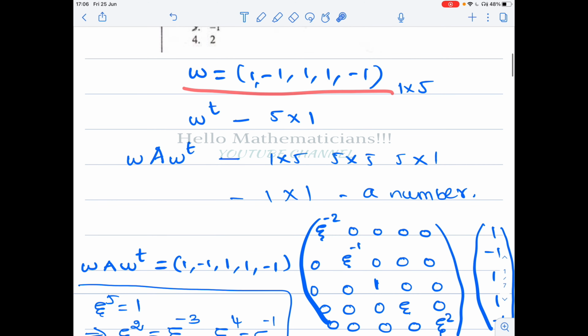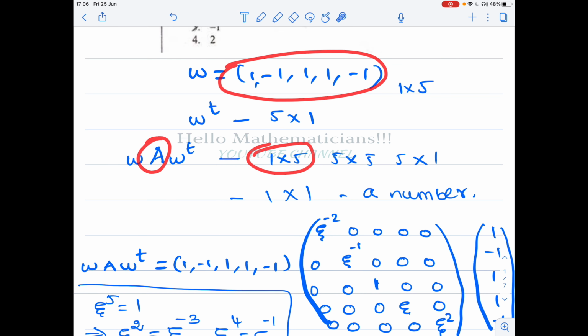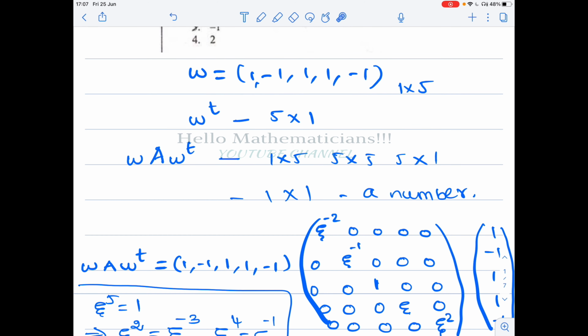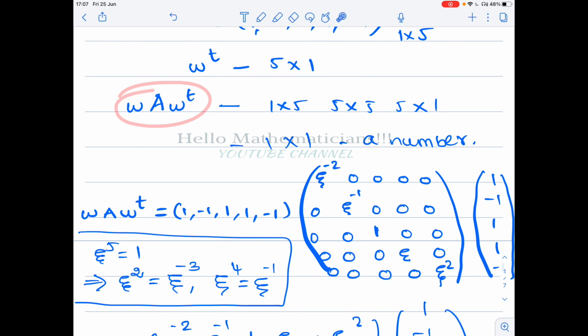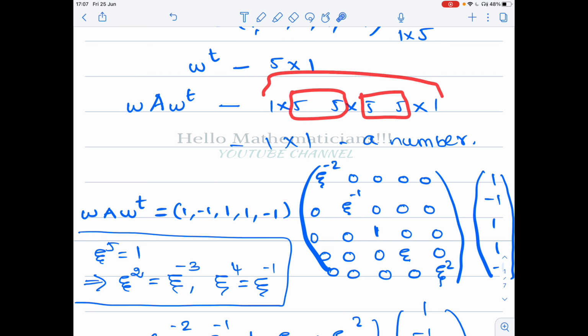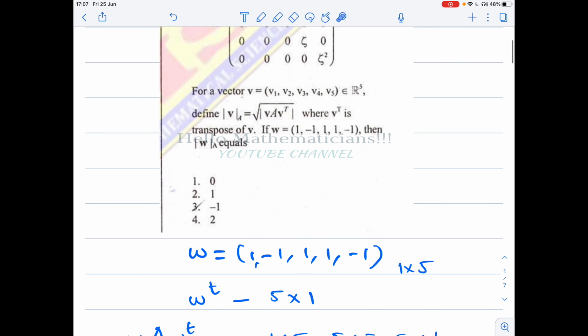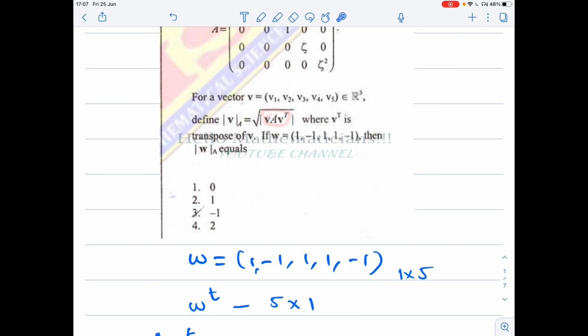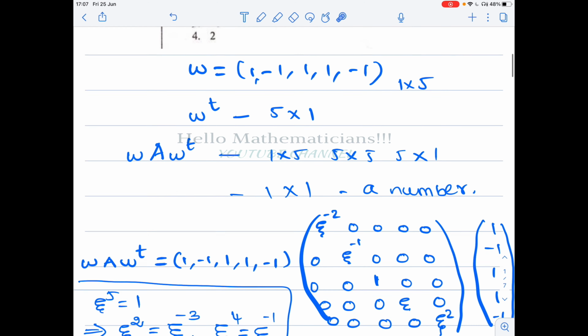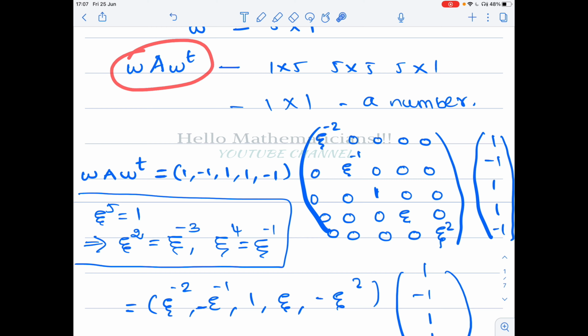Now if we want to find W A W transpose, W is a 1 by 5 vector, the matrix is a 5 by 5 matrix, and W transpose will be a 5 by 1 vector. If you multiply all of them, the 5 by 5 cancel, and you get a 1 by 1, a number. So this W A W transpose is a number. For that number, you have to take the modulus and the square root. So let's calculate this number.